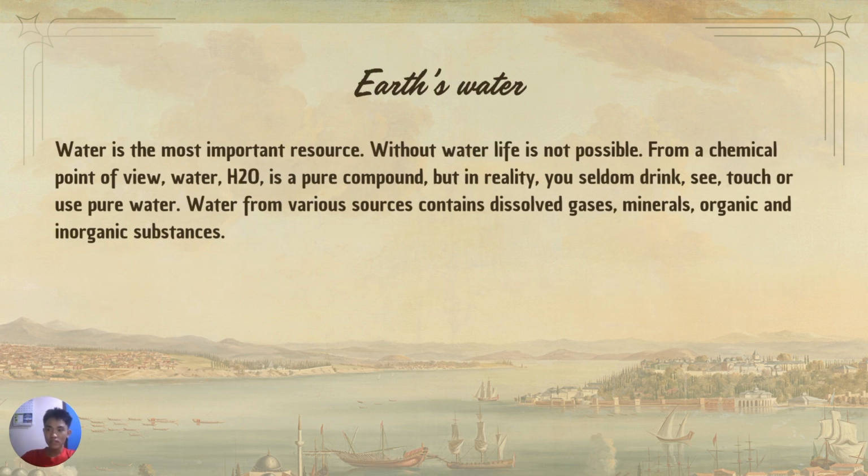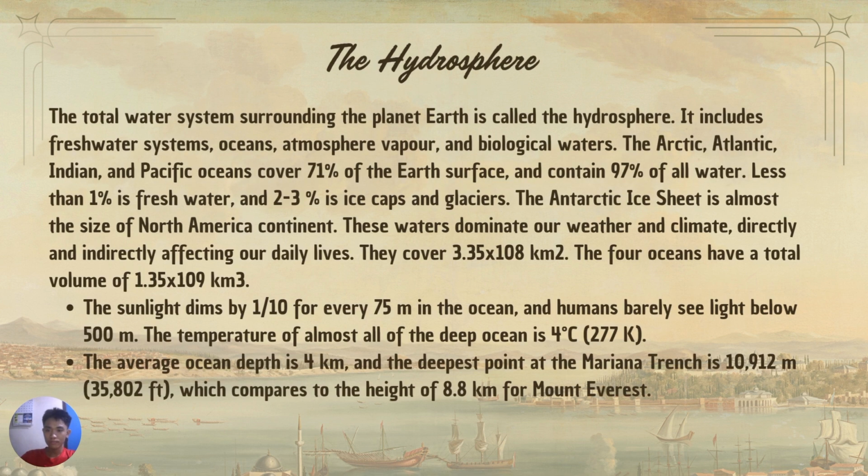Water is a vital resource for life on Earth. Chemically, it is a compound made of two hydrogen atoms and one oxygen atom. However, natural water from rivers, lakes, and oceans usually contains dissolved gases, minerals, and other substances which can influence its properties and suitability for drinking, agriculture, and industrial use.